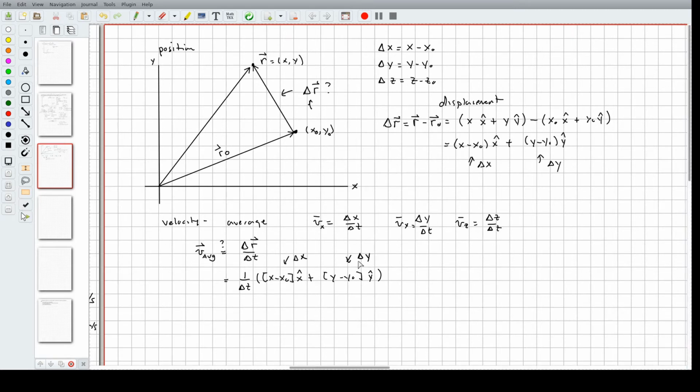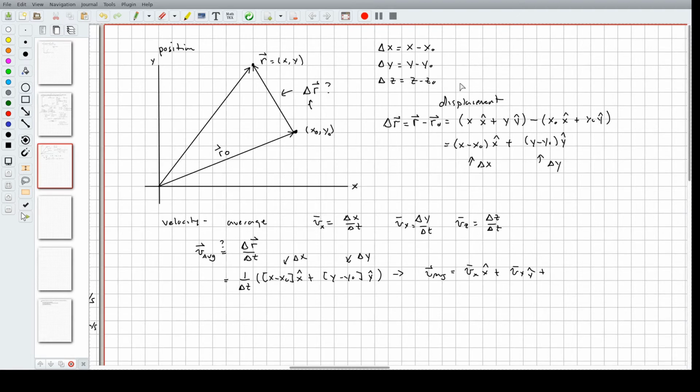So what that means is when you divide through, you have a delta x over delta t here, and you have a delta y over delta t here, which means that v average is in fact the average part in x plus the average part in y plus potentially the average part in z if we wanted. So it holds true. This is a true statement right here.